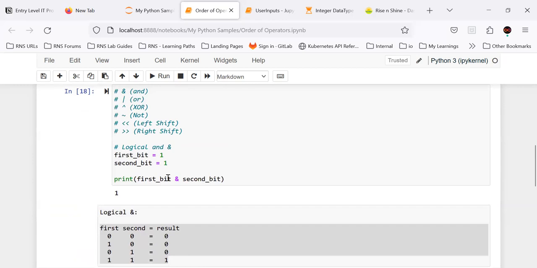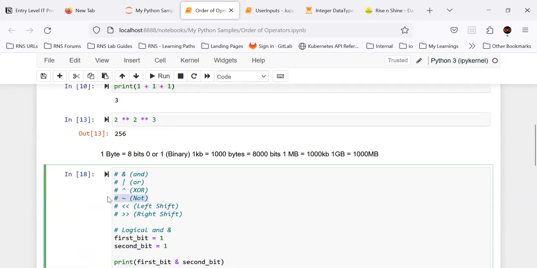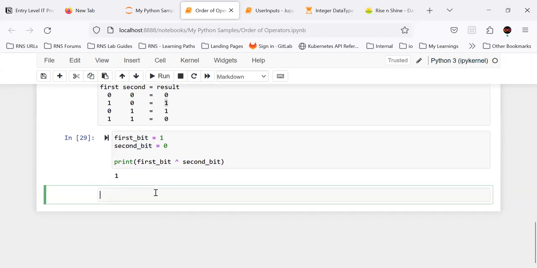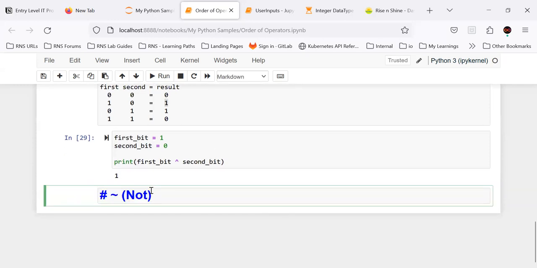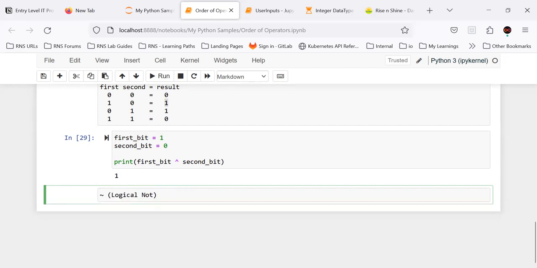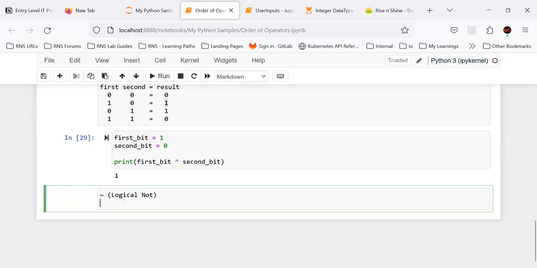Okay, next, one more operator, that is not. Let me show that. What's going to happen? We are going to talk about it here. Not. This one we say is the logical not. This is the logical not. What's going to happen there?